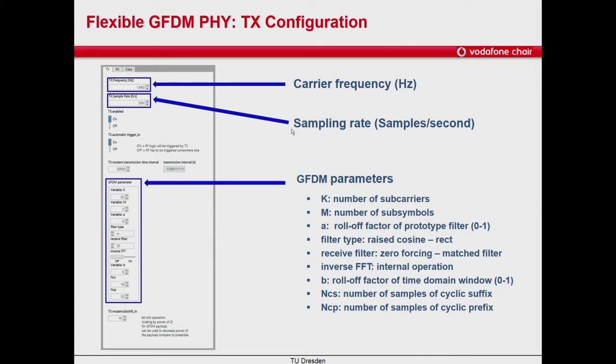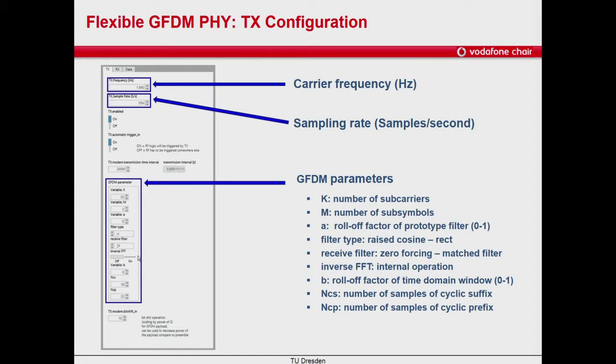We also need to set a sampling rate in samples per second. We will set it to 10 MHz. And here we can configure the GFDM parameters, where K is the number of subcarriers, M is the number of subsymbols, and A is the roll-off factor of the prototype filter and can take values between 0 and 1. The prototype filter can be chosen between raised cosine and a rectangular filter. At the receiver, we can select zero forcing or match filter.